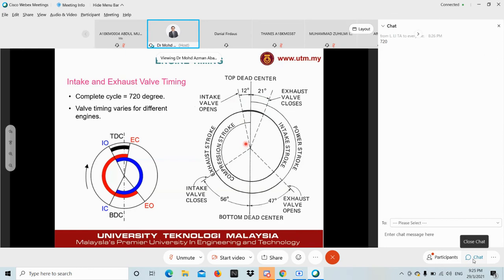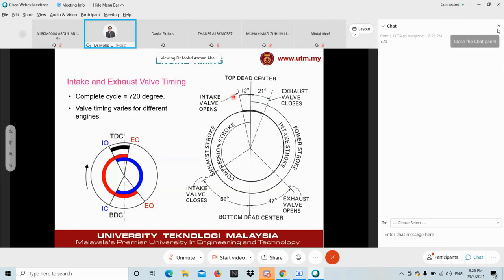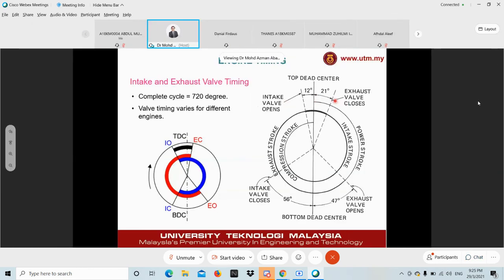But it depends. You can manipulate the opening of the intake and also the closing of the exhaust valve. Which one do you want? Do you want scavenging or do you want EGR? Of course, different purposes have different values. But whatever the values over here, they don't represent anything. It's just a value for me to give examples.